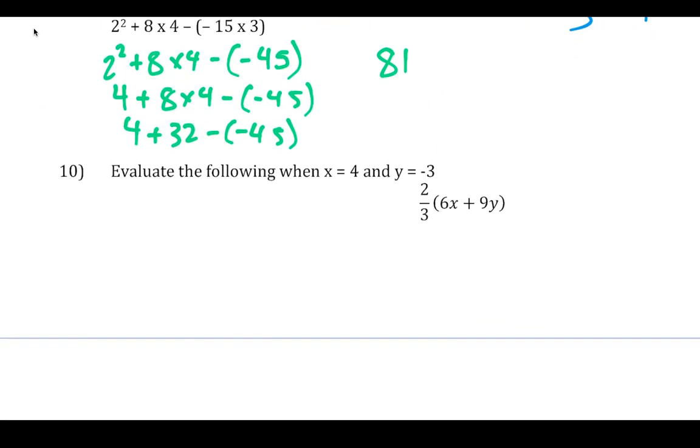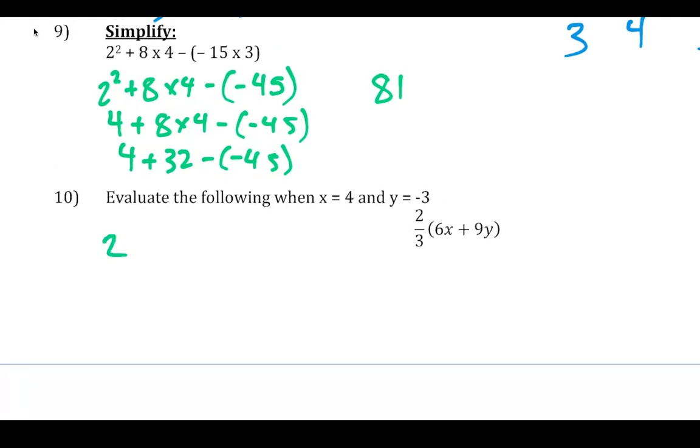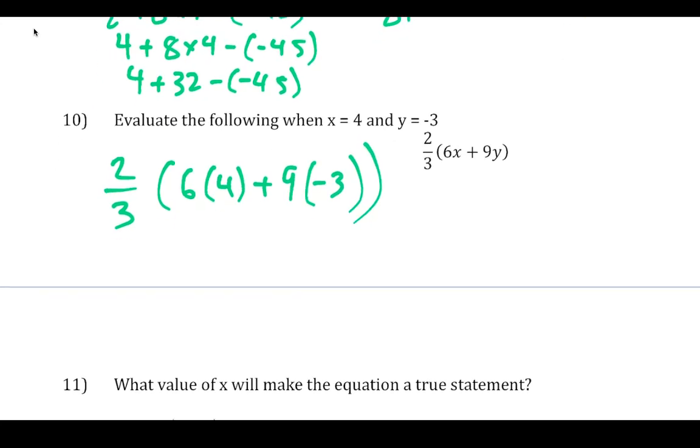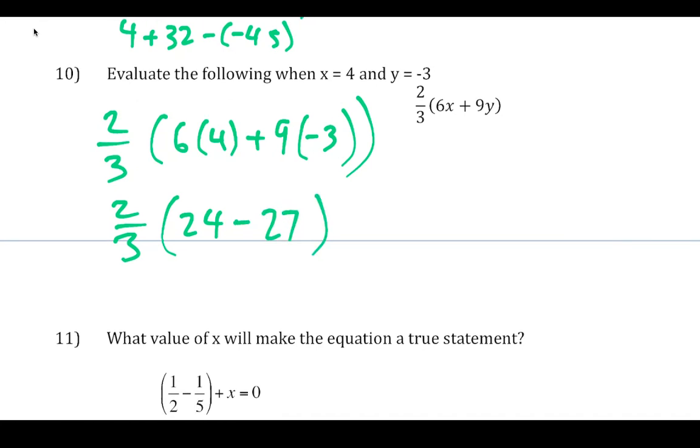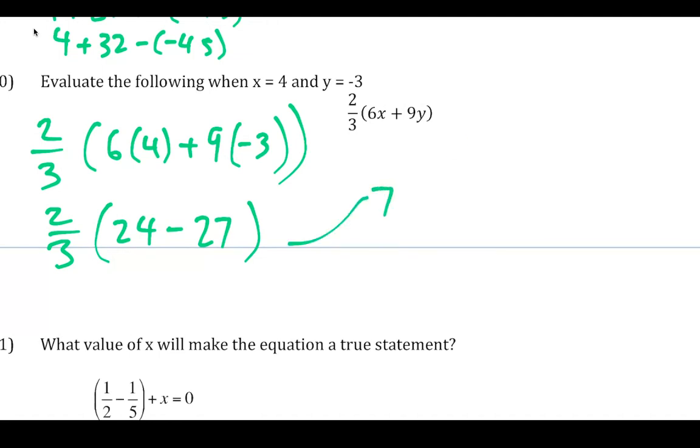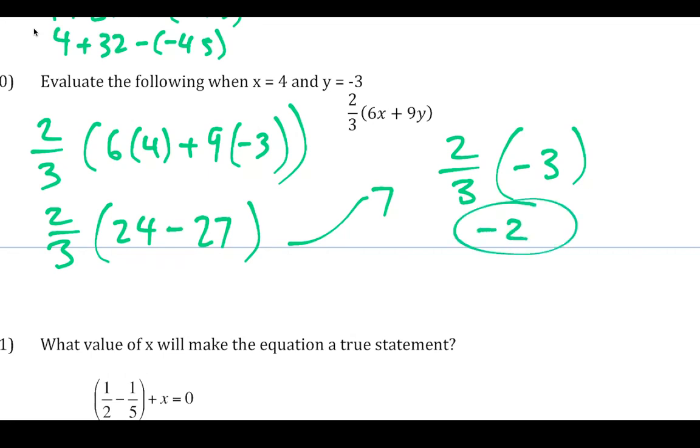Number 10, evaluate when x is equal to 4 and y is equal to -3. So substituting in 6 times 4 plus 9 times -3, and then I'm using order of operations. So multiply inside the parentheses first. So 2/3, I have 24 minus a 27, because there's a negative in there. 24 minus 27 is -3. So I'm going over here to do 2/3 times -3. 2/3 of a -3 comes out to -2.